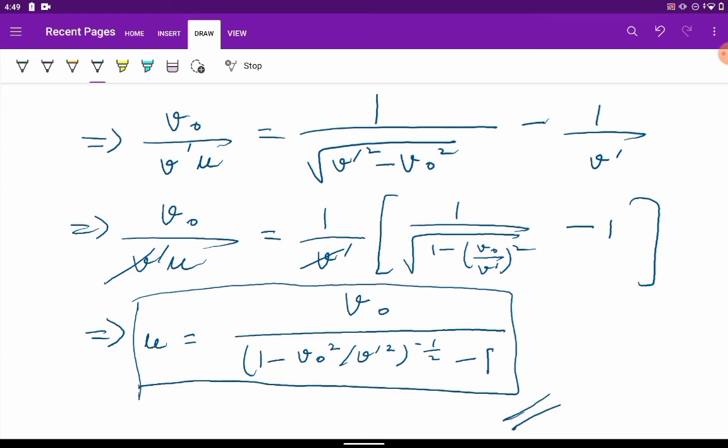So there you have it. This is the walking speed. So you can substitute the values of v naught and v dash in order to find the actual value.